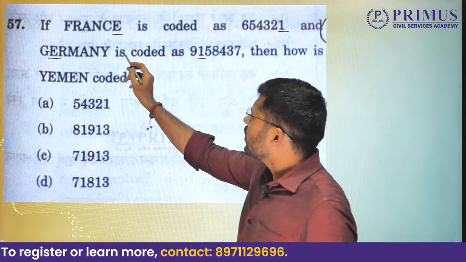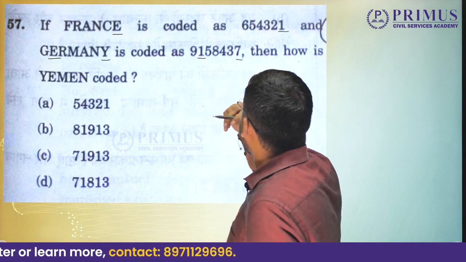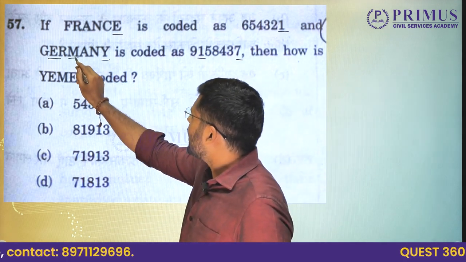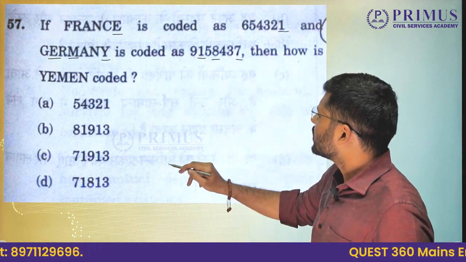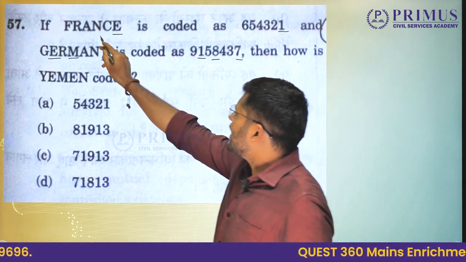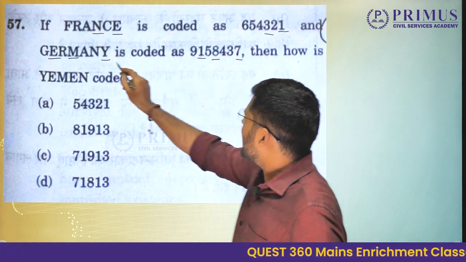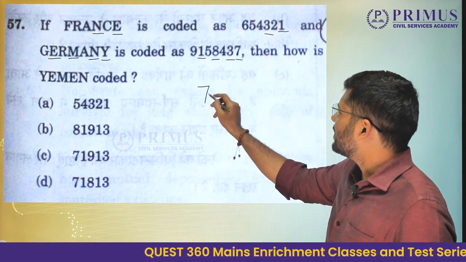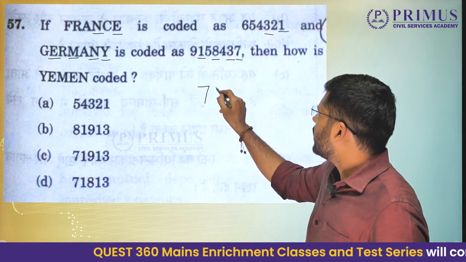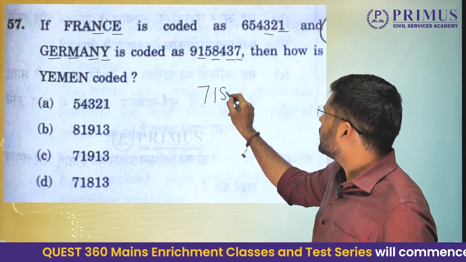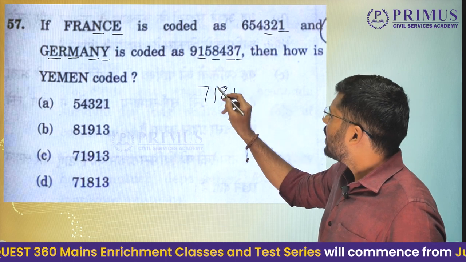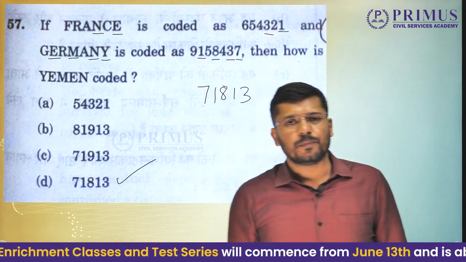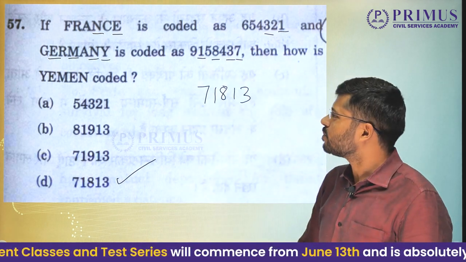That's all. Again, Y is here and Y is 7 here, and Y is not repeated there, so there is no 7 there. And M is here and M happens to be 8 and there is no M there. Then N is here, N is 3, N is also here, N is again 3. So what is Y? Y is 7, E is 1, M is 8, E is again 1, and N is 3. So 71813. So our answer is option D. Okay, we'll go further now.